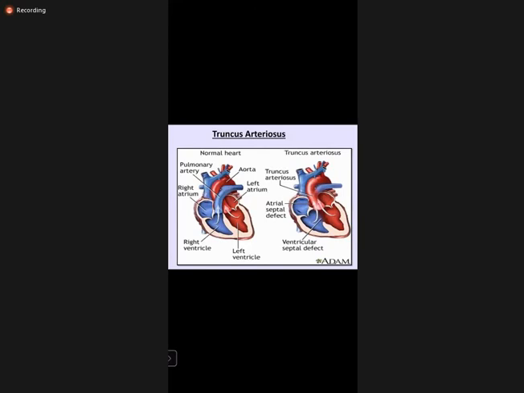So the treatment of truncus arteriosus is surgical, in which we separate the aorta and the pulmonary artery, and then we reconstruct the pulmonary artery and the aorta separately.